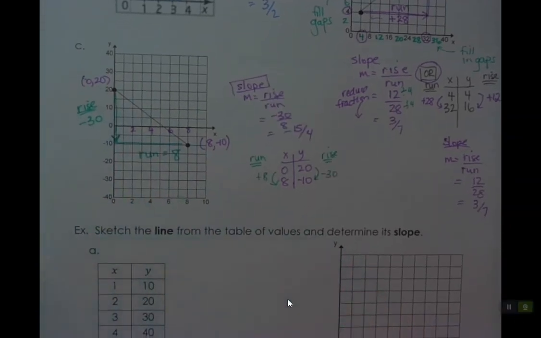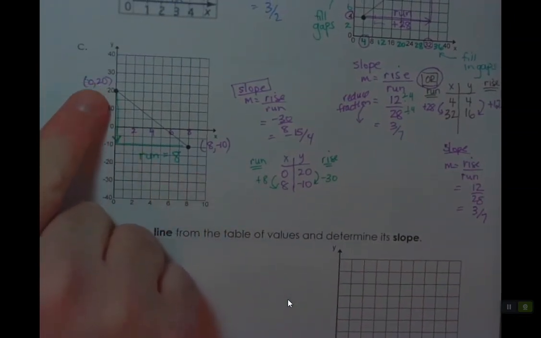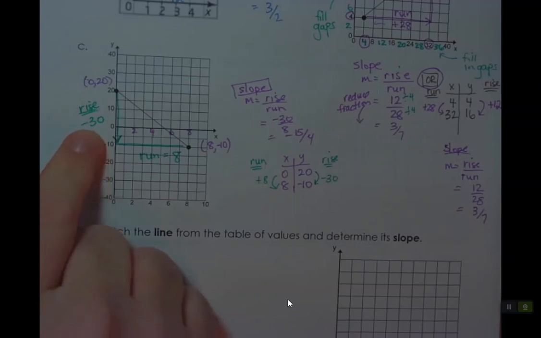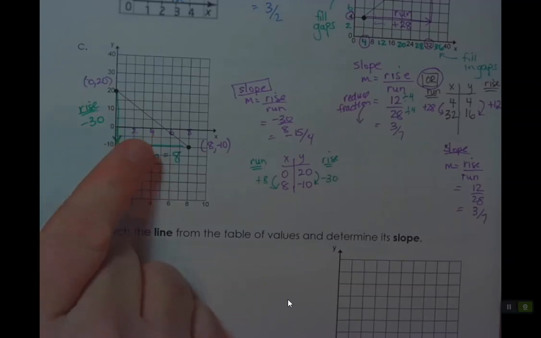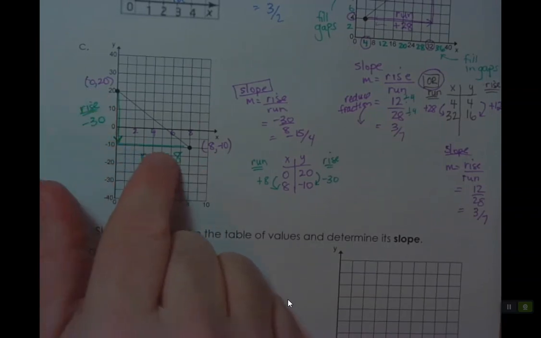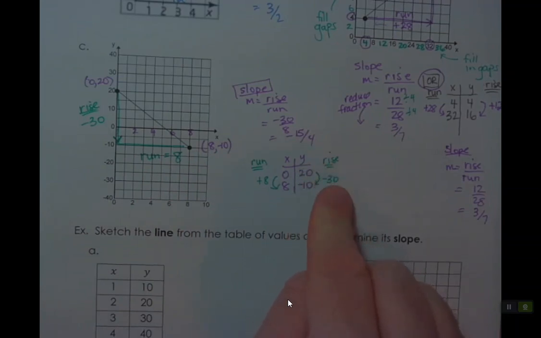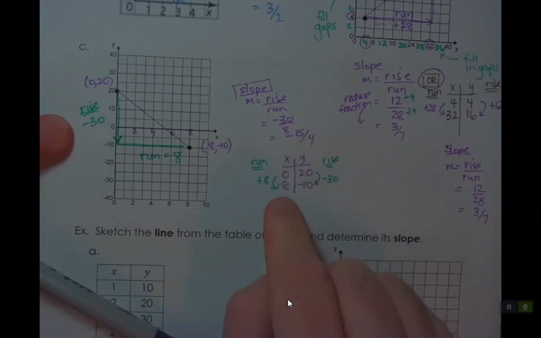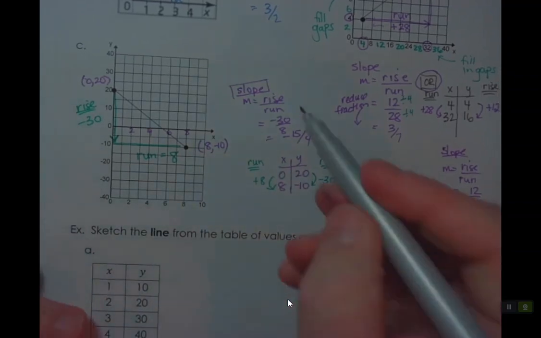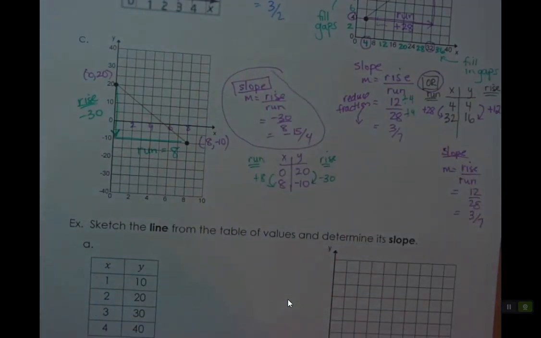All right, so there's kind of my thinking. I started off with the table. Here I went down 30, so it's a negative. We're always going to run to the right. So I went down 30 and I run 8. Here, what do I have to do to get from 20 to -10? I had to subtract 30, which is the same answer, and here I had to run 8. And then I ended up putting that same information into there. So hopefully that's kind of helped.